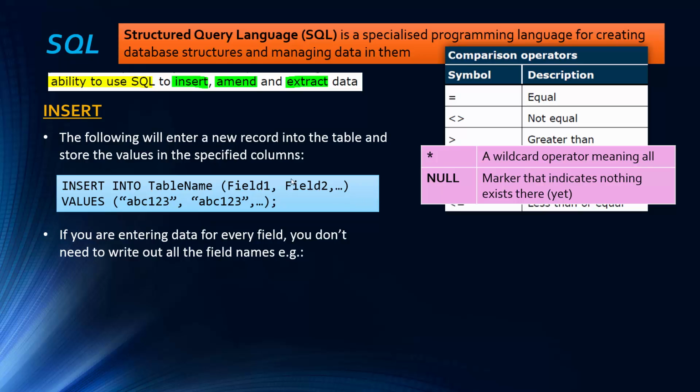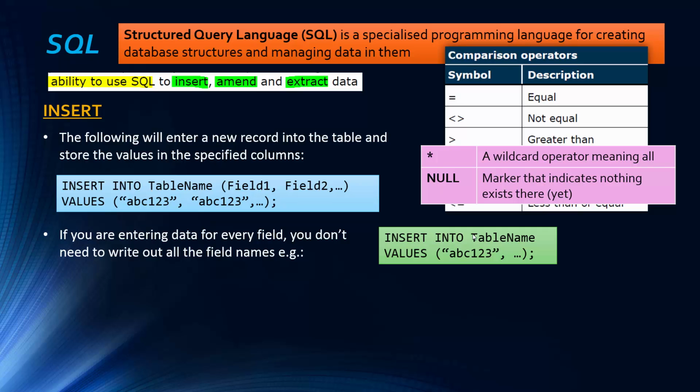So this is entering data into specific fields. Let's use the null, for example. If you were doing this process but you didn't want to enter anything into field 2 yet, you could just write null here instead. But anyway, if you're entering data for every field, you don't need to write out all the field names. You can just do insert into your table name and not bother specifying the fields, if you're going to write all values for each field. So you need to make sure you write a value in for each of the fields you have in your table.